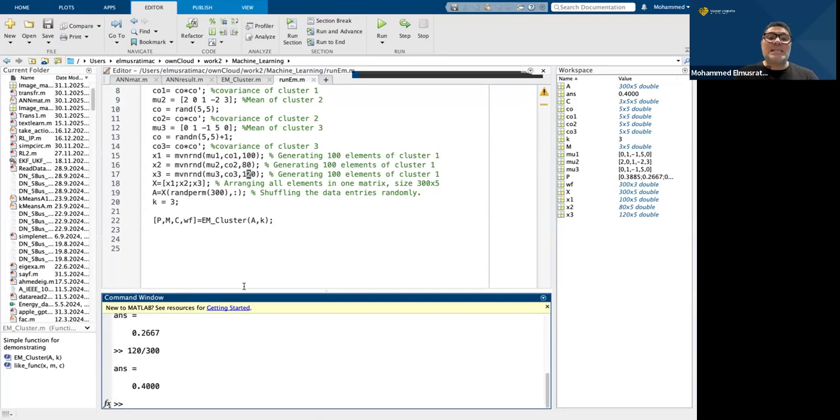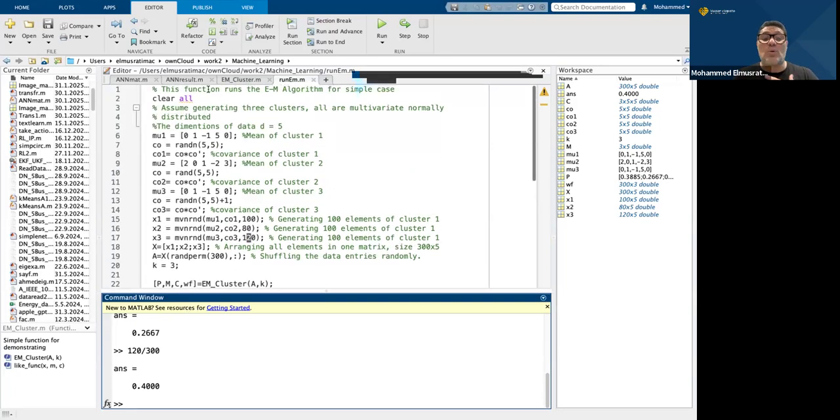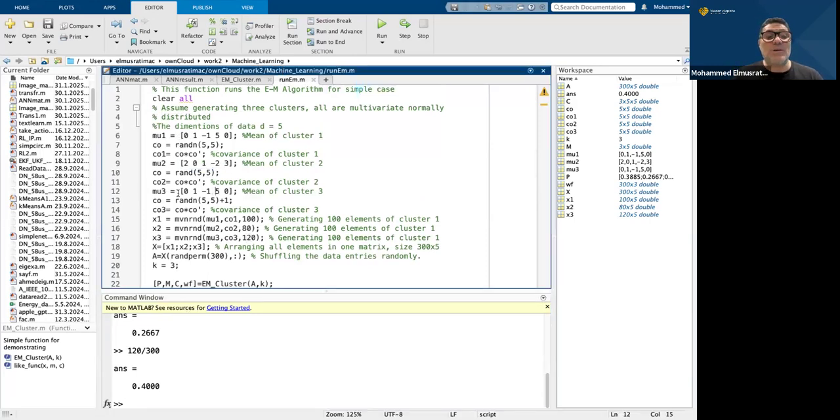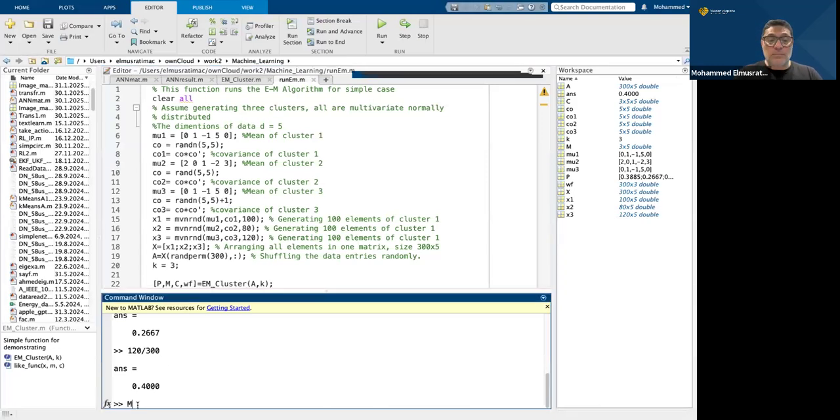Okay, now let us see the mean. What will be the mean of each cluster? As I said, we have 3 clusters, then I have 3 means. Because I generated the data myself, I know the mean. The mean of the first cluster, this one, the mean of the second cluster, this one, and the mean of the third cluster, this one. So now I can check the mean, M.